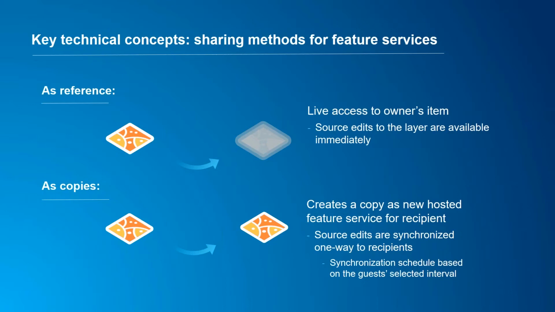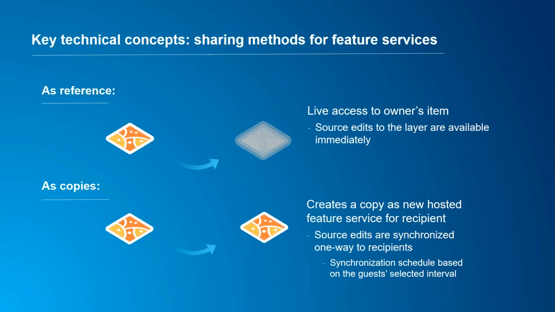So I talked about sharing data by reference and by copies. I just wanted to cover that again to make sure I covered it correctly and completely. In the case of sharing a feature service as a reference, it's live access to an owner's items, and it could be in either direction. Either a host or a guest serves up a feature service. The source edits to the layer are available immediately. But you're connected to a link, and so the data actually continues to sit where the owner is serving it out.